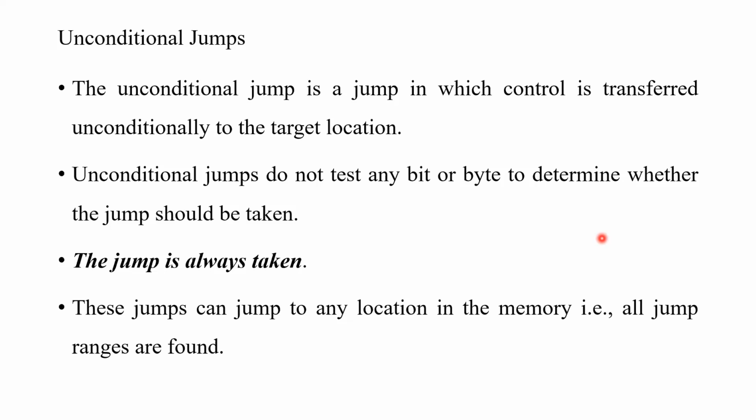Let's go through the second statement. Unconditional jumps do not test any bit or byte to determine whether the jump should be taken. The jump is always taken. What this says is it's an unconditional jump. There is no condition as such. Normally, when I say conditional jump, if the content of some register is equal to 0, that is a condition. If the register content is 0, then only jump to the address which is specified there.